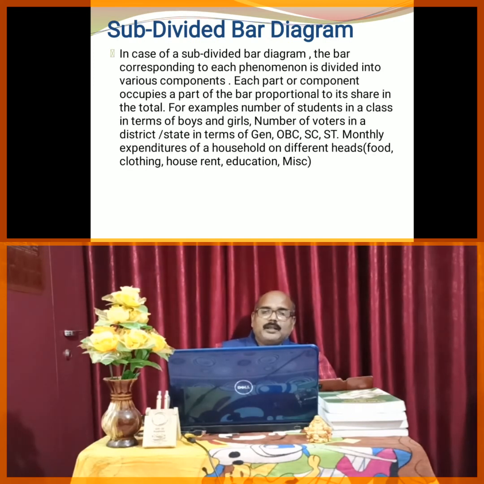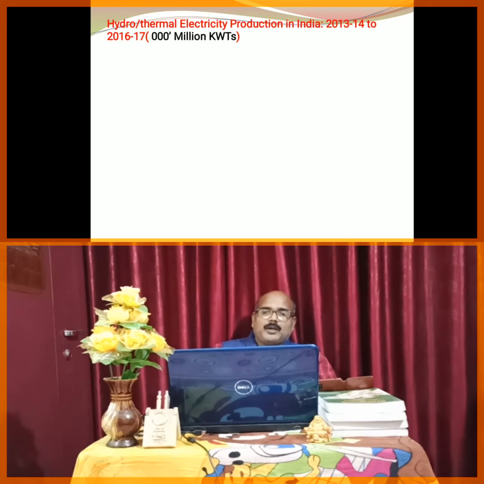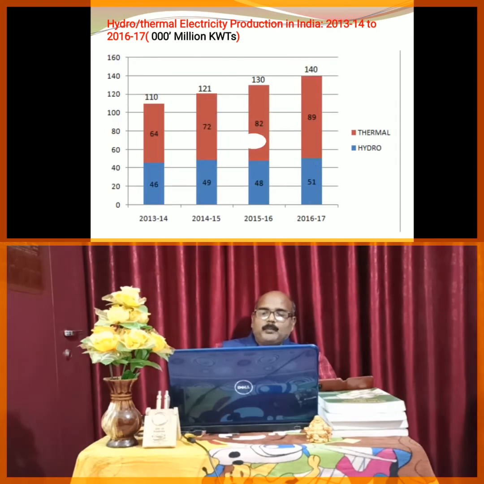You see here the electricity production of hydro and thermal electricity production of India in 2013-14 to 2016-17 in 1000 million kilowatts. You see here the blue part implies the hydroelectricity production, and the red part implies the electricity from thermal power, that is from the coal. So here a single bar is divided into two parts, therefore it is called the subdivided bar diagram, or it is also called component bar diagram.